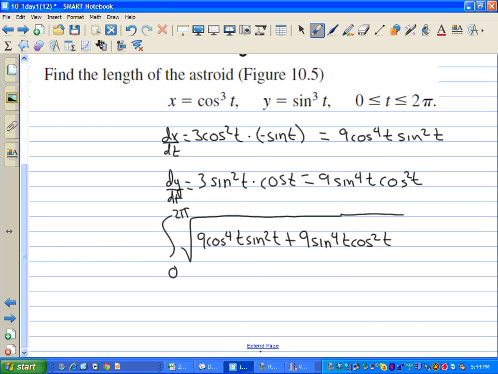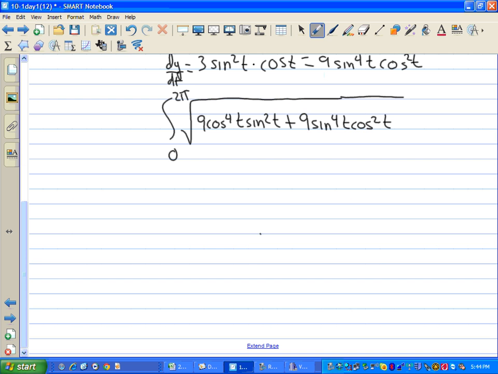Well, we can factor out, let's see, what can we factor out? We can factor out a sine, well, let me write it. Integral from 0 to 2 pi of the square root of... between the cosines, I can factor out a cosine squared. Between the sines, I can factor out a sine squared. So I can take out a 9, of course, and I can take out a sine squared t plus cosine squared t out of each of those.